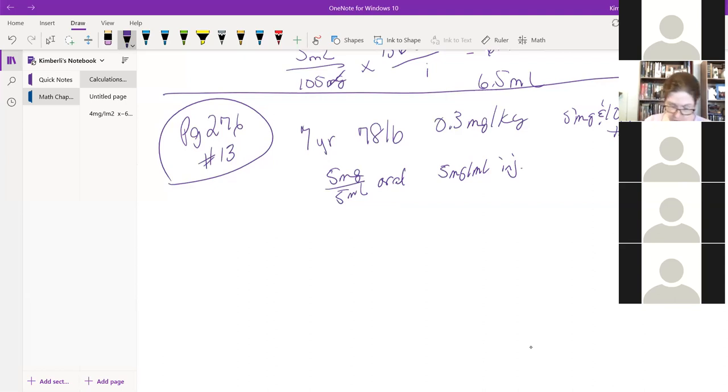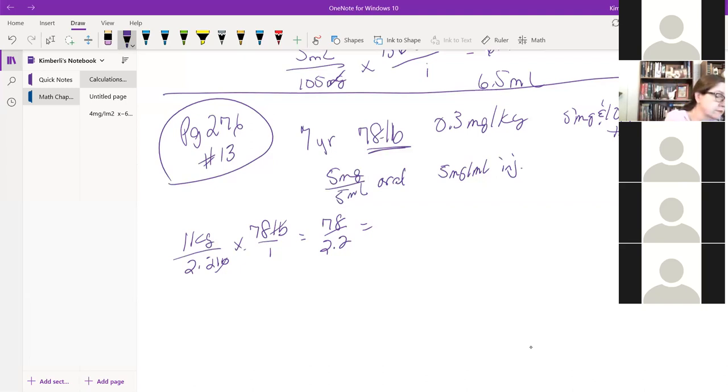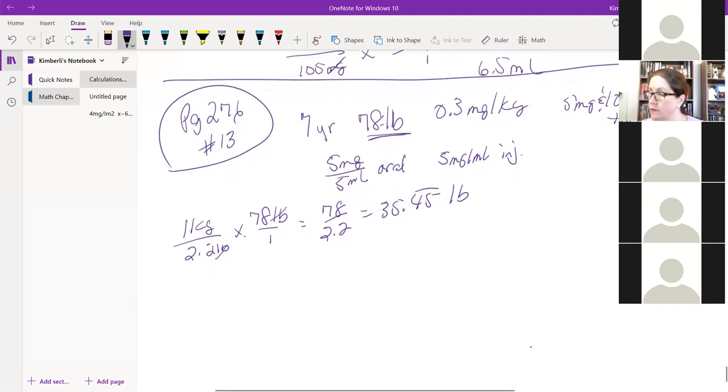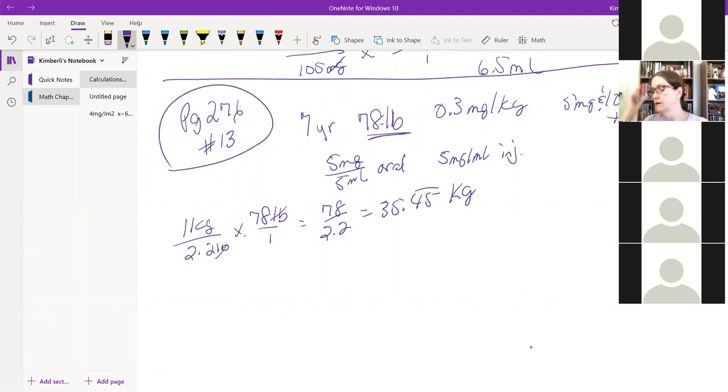Okay, so what strength should be administered to the child? So now we're just looking at the milligram per kilogram. So what are we going to find first? The weight in kilograms. Yeah. So again, we're going to divide this by 2.2. So 78 divided by 2.2. What do you guys get? 35.45 continuous. Yeah. I do it in one step with the strength of the milligram, so I don't have this answer. Okay.